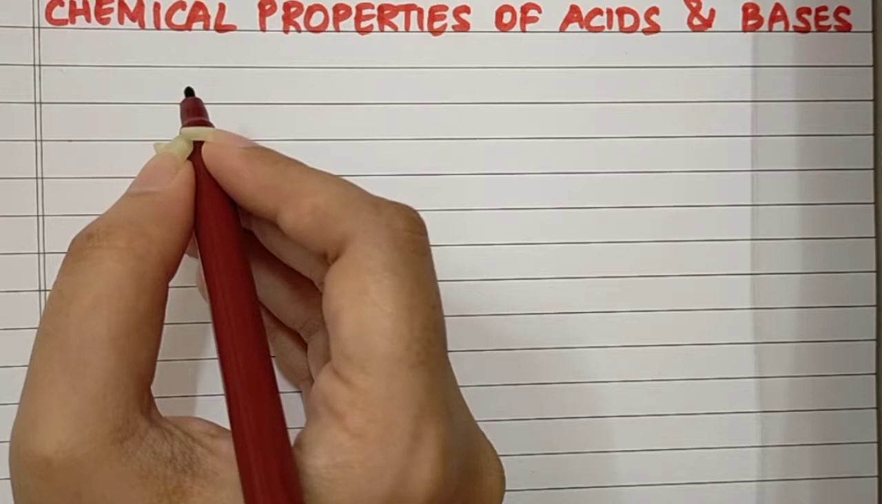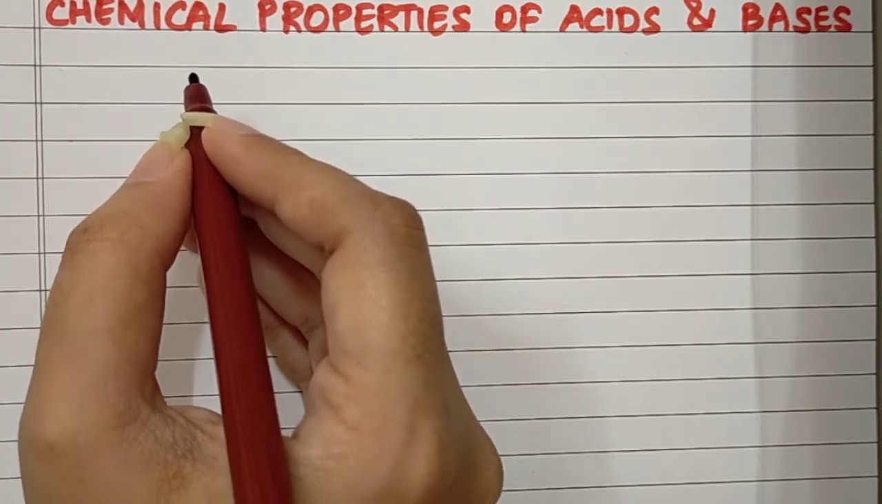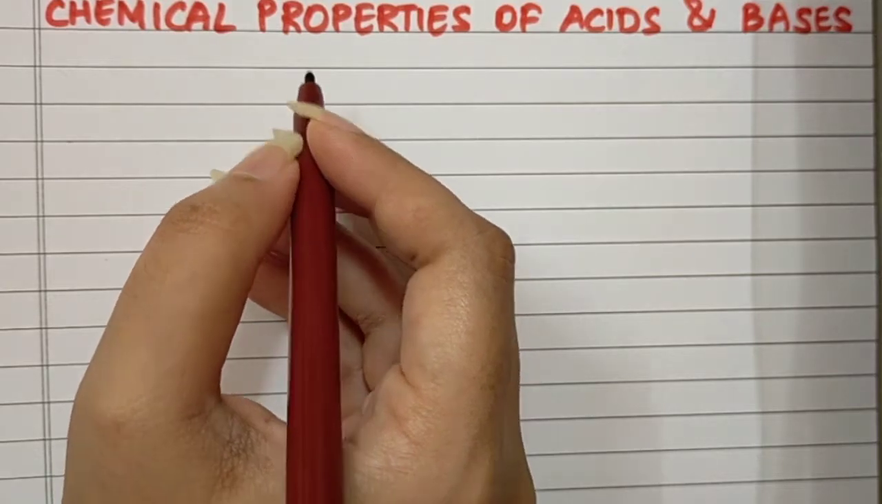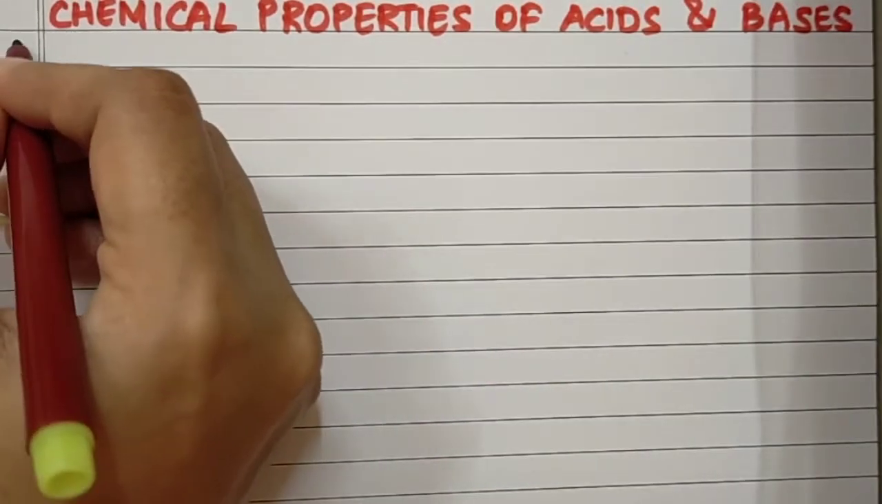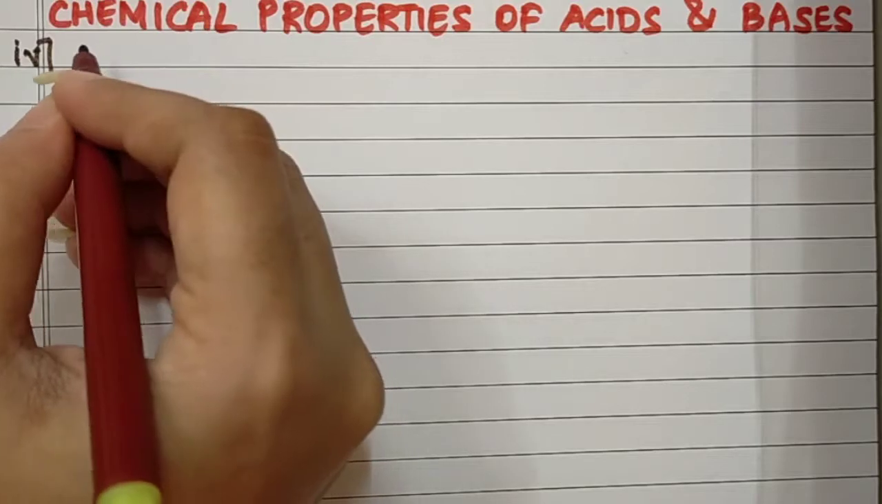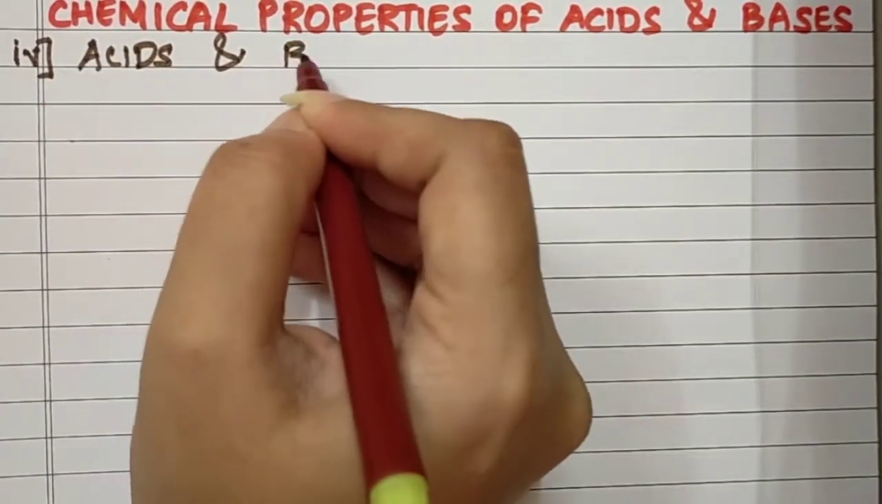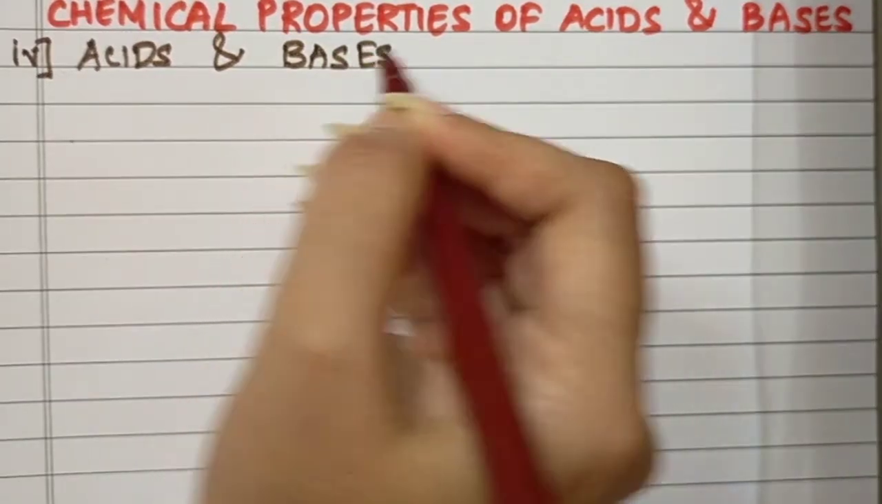Hello everyone. So we are going to continue the chemical properties of acids and bases in this video, starting with our fourth chemical property, that is how do acids and bases react with each other.